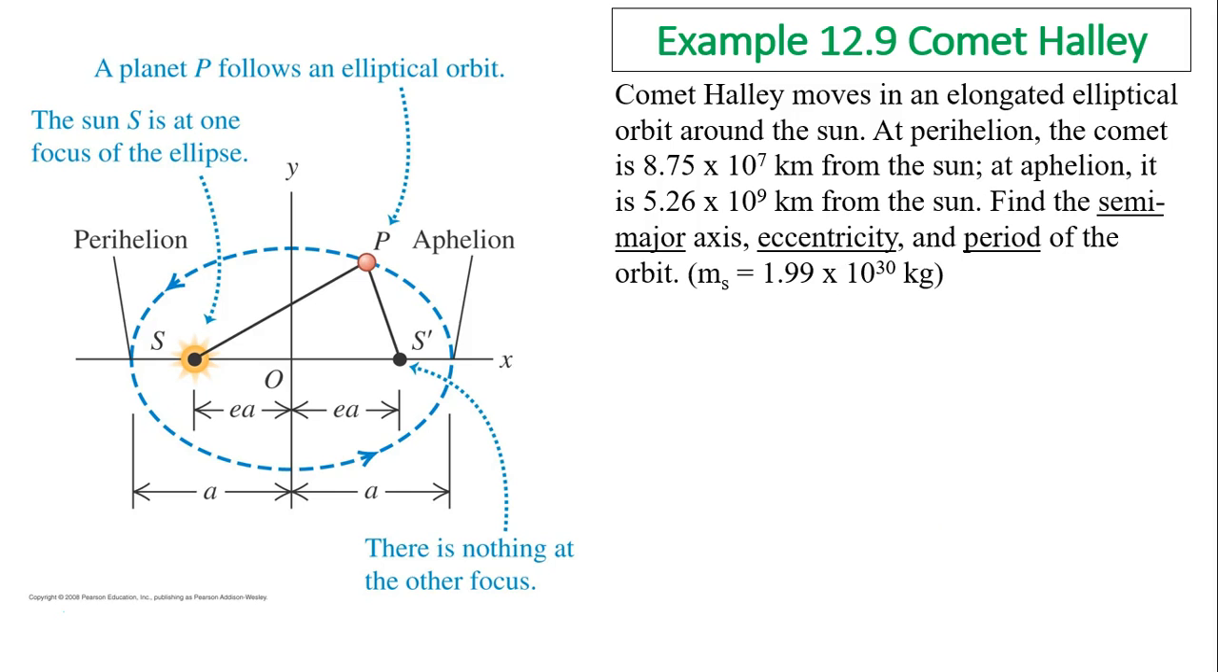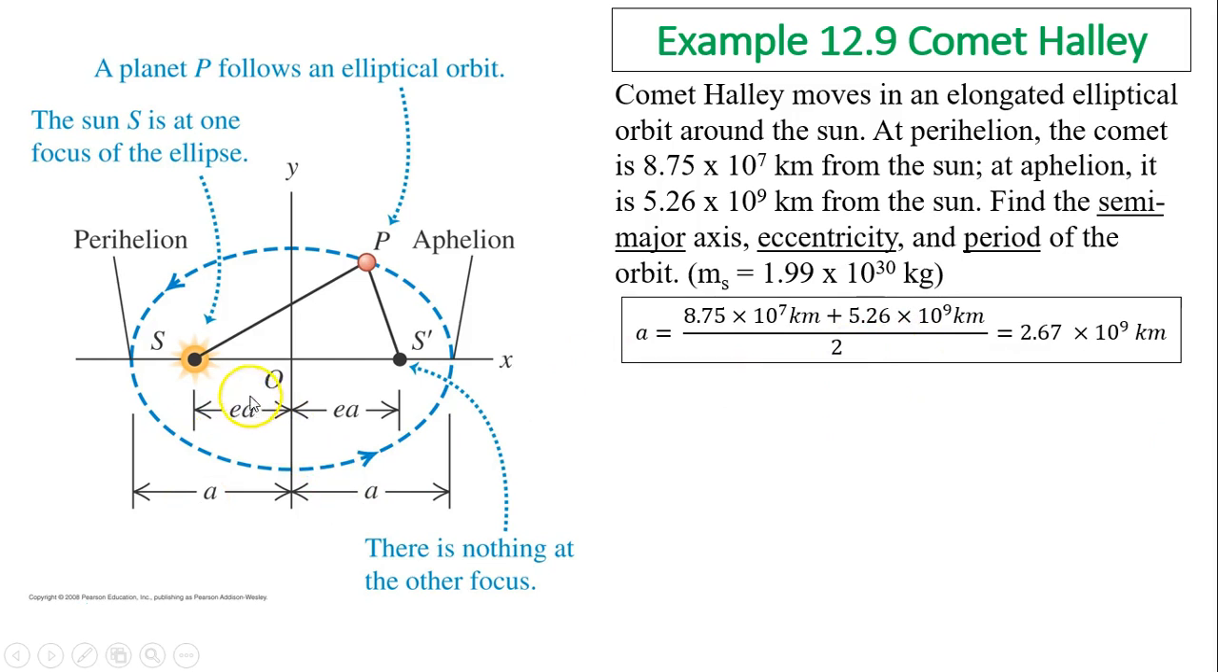Another example: Comet Halley moves in an elongated elliptical orbit around the Sun. At perihelion, the comet is 8.75 times 10 to the 7 kilometers from the Sun. So this distance is 8.75 times 10 to the 7. At aphelion, it is 5.26 times 10 to the 9. So this distance from the Sun to the farthest point is 5.26 times 10 to the 9. Find the semi-major axis. We know the distance from perihelion to the Sun, and we also know the distance from the Sun to aphelion. So we can add the two together and divide by 2. That will give us the semi-major axis.